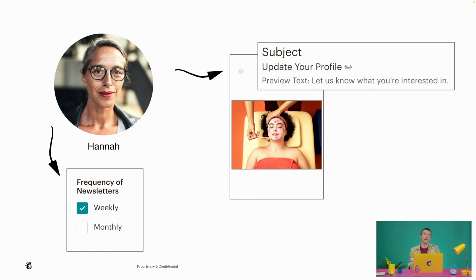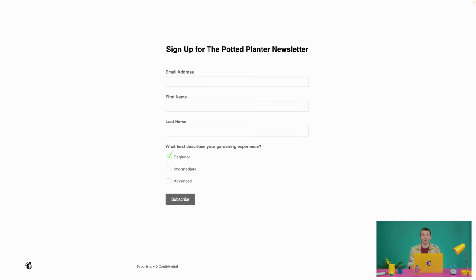Groups are created through a form field that people fill out when they subscribe to your marketing, like the preference center that we noted earlier. Here you can see what setting up groups looks like in Mailchimp. In this scenario, we have a fictional plant business, the Potted Planter, and we're asking our customers to let us know their level of gardening experience: beginner, intermediate, or advanced.